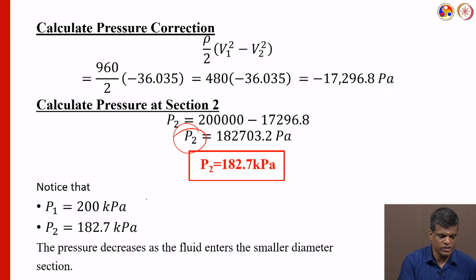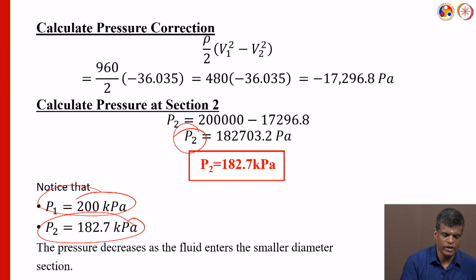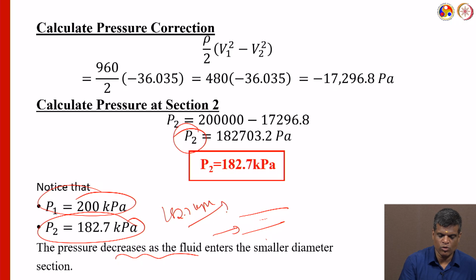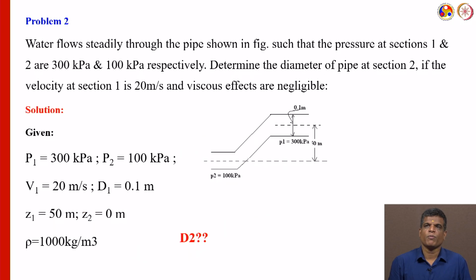So from there you just use this one, then we can get P2, the pressure at 2. The pressure P1 is 200 kilopascal, but the pressure P2 is 182.7 kilopascal. The pressure decreases as the fluid enters the small diameter, because it comes in at 200 kilopascal at the entry point, but the final point is 182.7 kilopascal. It looks like the pressure decreases here. So, next we will see problem 2.